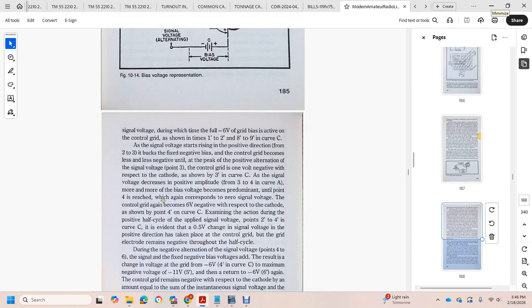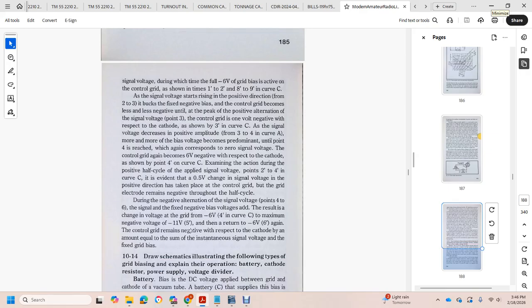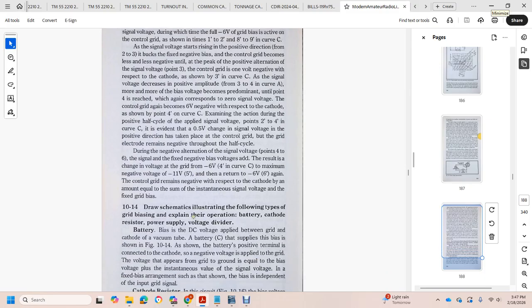For examining the action of the half second with the applied signal voltage over the 2 to 4 into the curve C, it is evident with the 0.5 change that the signal voltage in the positive direction takes place with the control grid, but the grid electrode remains negative throughout the half second. During the negative alteration, the signal voltage of 0.4 to 6 adds to the grid voltage of negative 6 volts, forward of the curve C, with a maximum negative voltage of negative 11 volts, then returns to negative 6 volts. The control grid remains negative with respect to the cathode by an amount equal to the sum of the instantaneous signal voltage and the fixed grid bias.